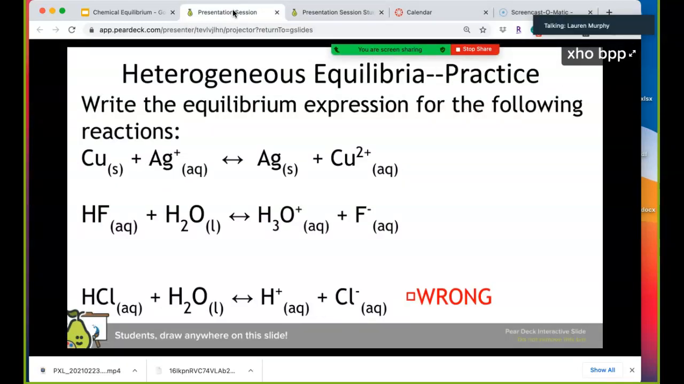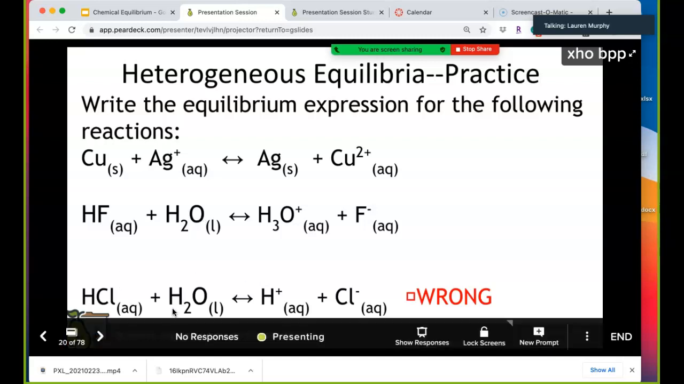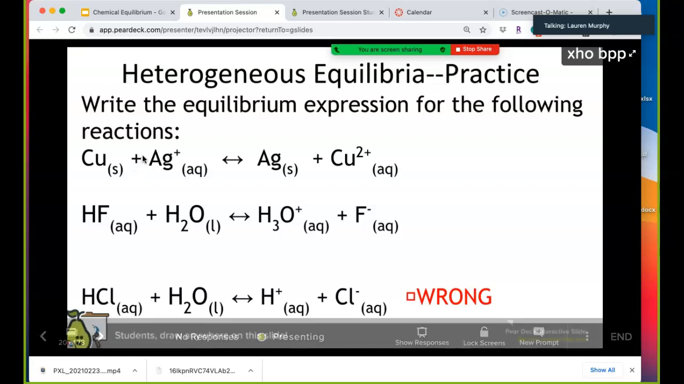Can you write equilibrium expressions for the first two? I want you to ignore the third for right now. So please take a moment and write equilibrium expressions for these heterogeneous reactions. What is heterogeneous? It means there's different states of matter present. So look, I have solids and aqueouses. There's more than one state of matter.